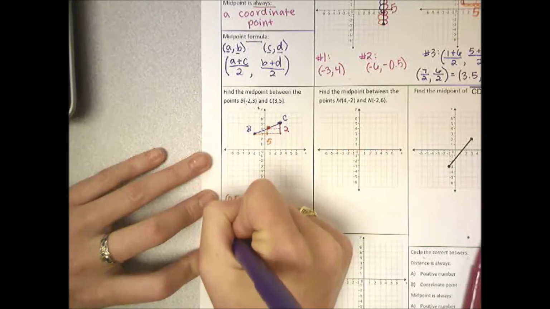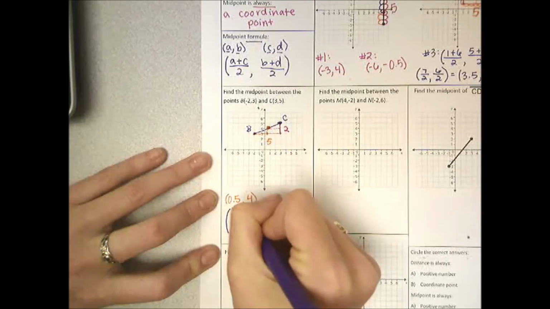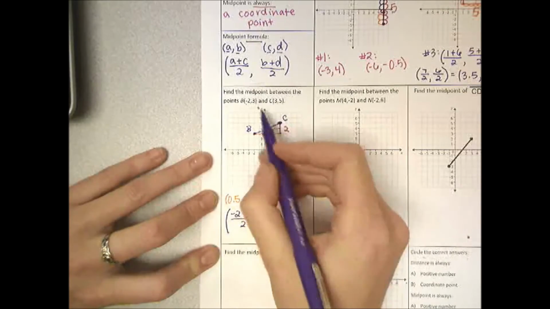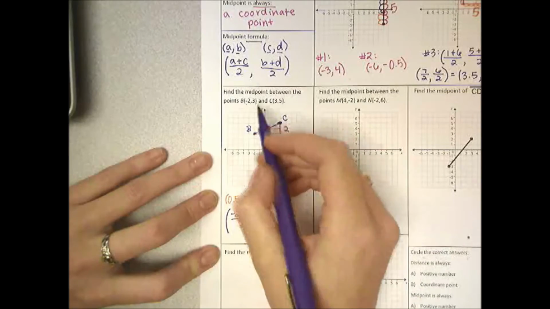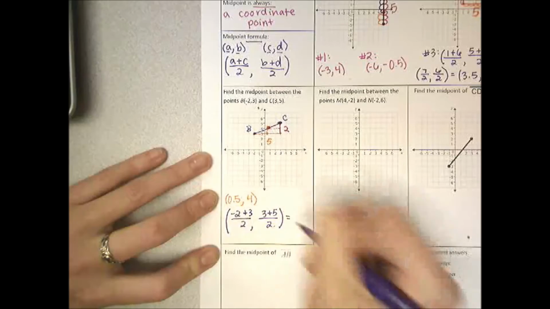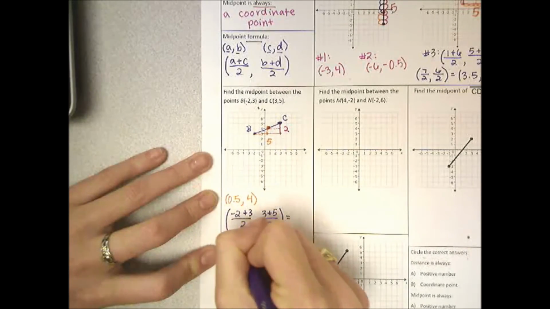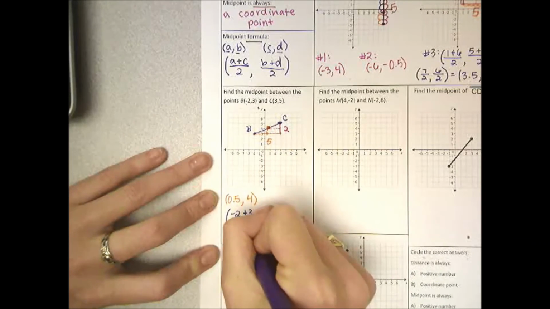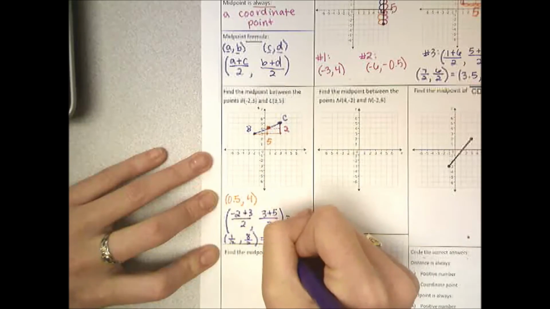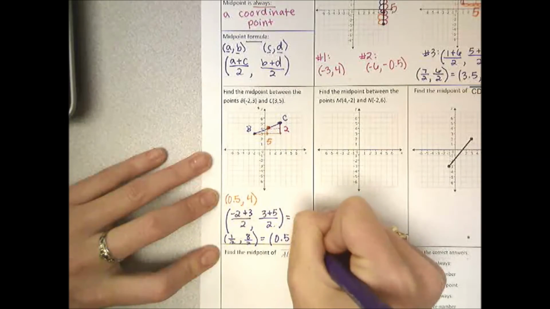So I'm going to go ahead and use my 2 coordinates. So my x value is -2 plus my other x value 3, divided by 2, comma, my y value 3 and my other y coordinate 5, divided by 2. So -2 plus 3 gives me 1 over 2, comma, 3 plus 5 gives me 8 over 2. And then if I simplify that, 1 divided by 2, if you want to make that a decimal, is 0.5, and 8 divided by 2 is 4.